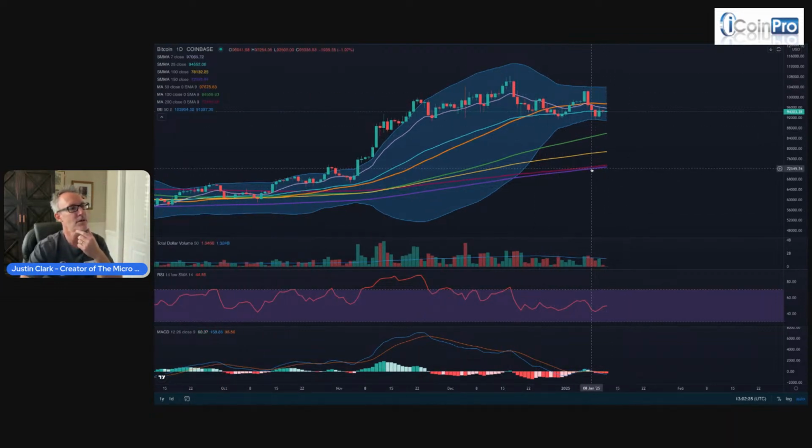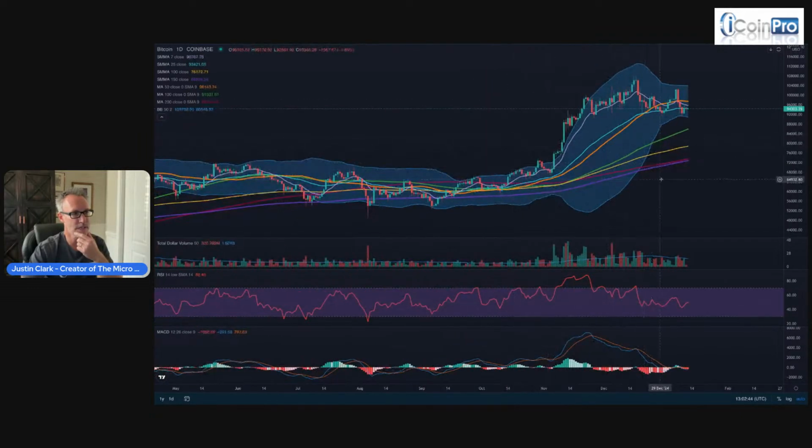Okay, these other lines here, these purple, maroon, yellow, green, etc., are moving averages. They're just calculations of price looking back. We're not going to get into how they're done, but we just need to know how to use them. We don't need to know exactly how this is calculated.